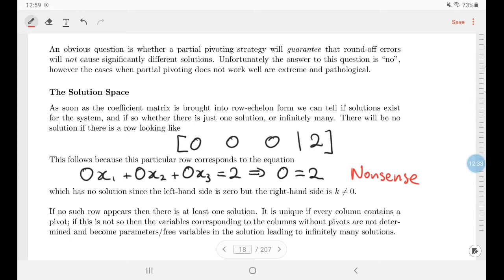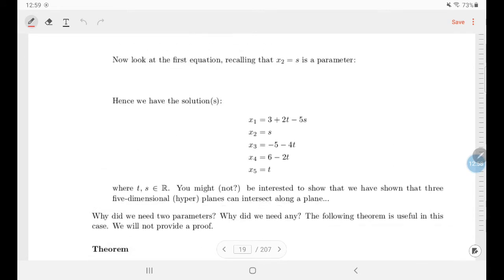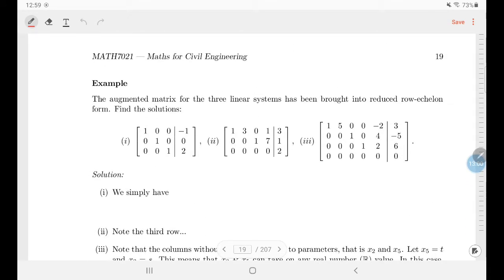So that's what I was talking about last day. I asked, is there not no solutions? It's unique if every column contains a pivot. And if this is not the case, then variables, columns without pivots are what are called parameters. So they are values that can take on, they're variables, they can take on any value at all. Now that might seem a bit weird, but I think when especially we get into context, that will start to make a lot more sense to you.